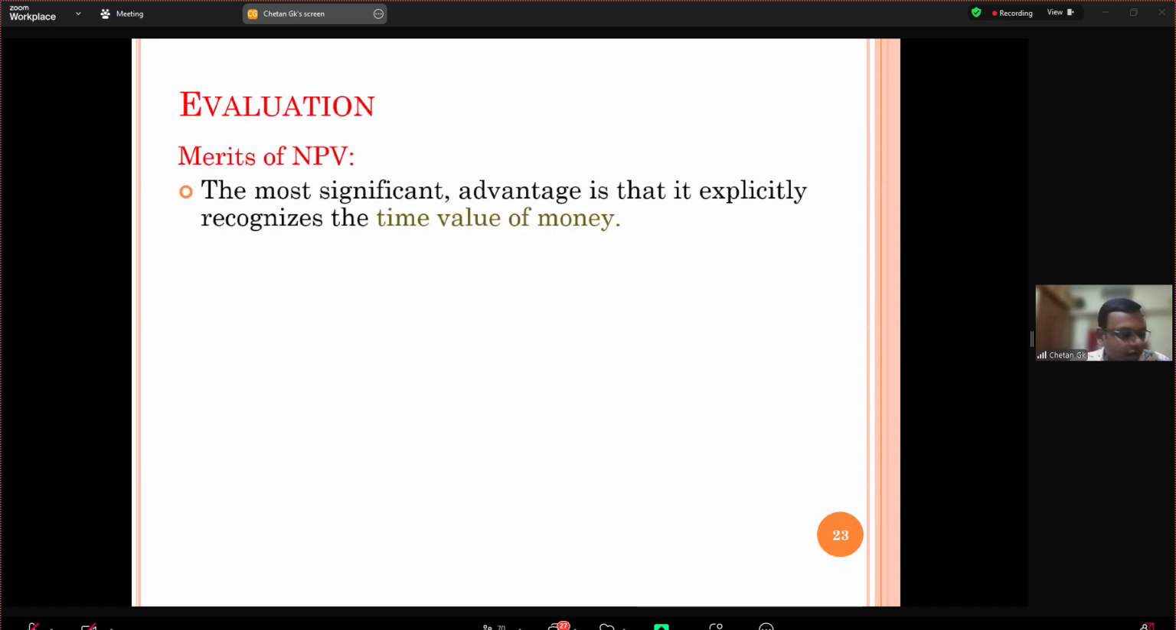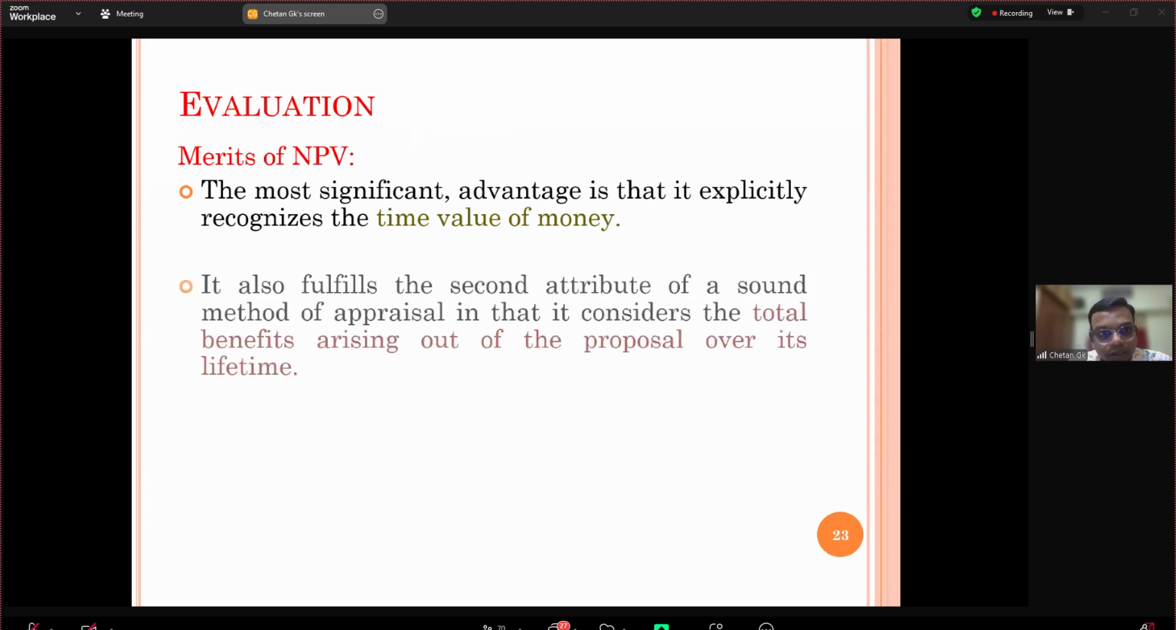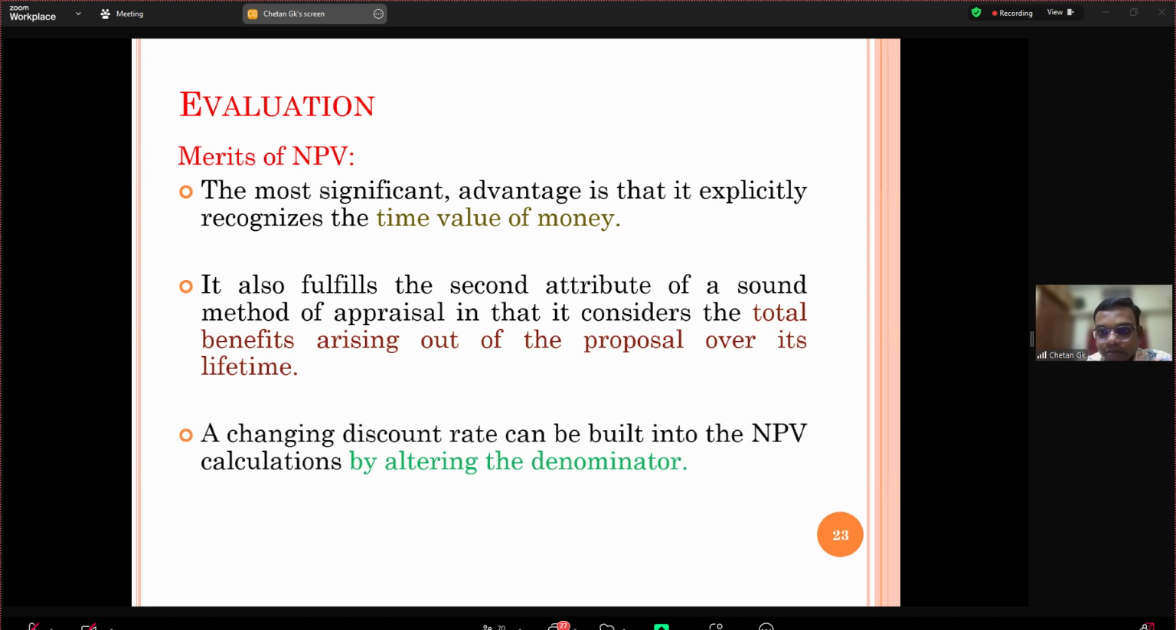Let us see. The most significant advantage is that it explicitly recognizes the time value of money. That is very important. It also fulfills the second attribute of a sound method of appraisal, in that it considers the total benefits arising out of the proposal over its lifetime. But in the case of the payback method, which we will be discussing later on, supposing payback happens in just 3 years, we are not going to consider the rest of the years, right? That is the reason it has been kept here.